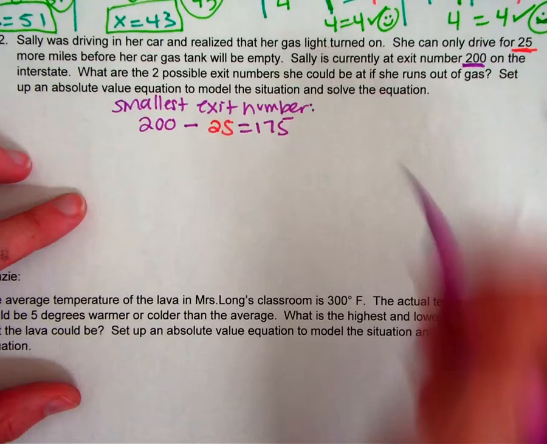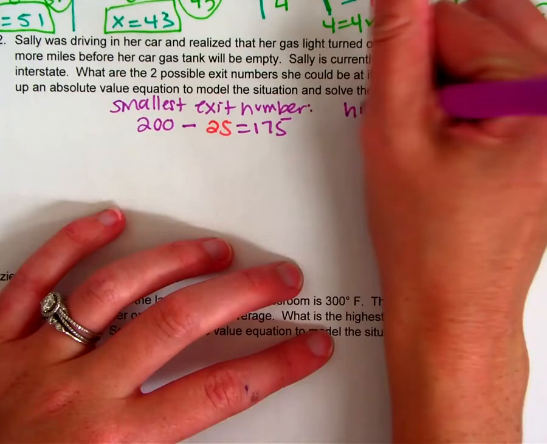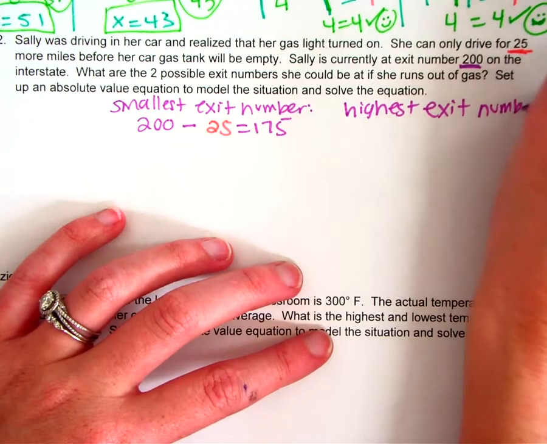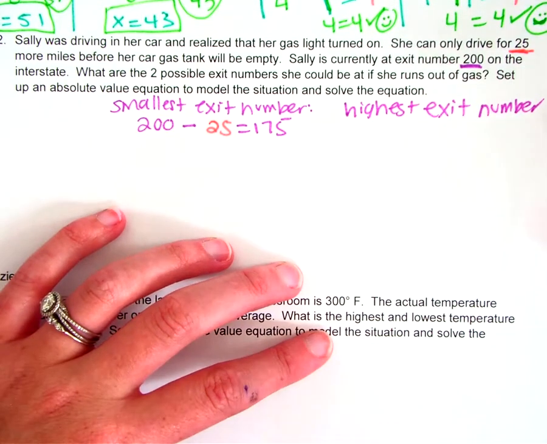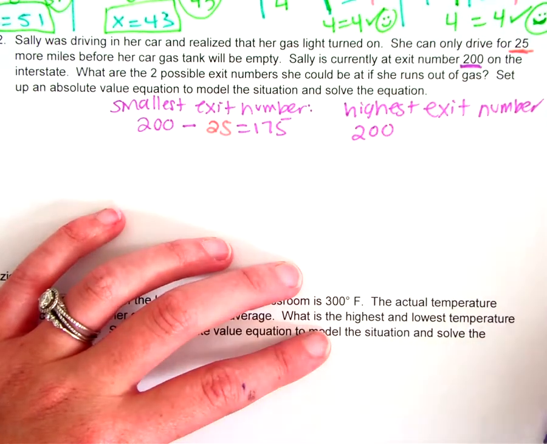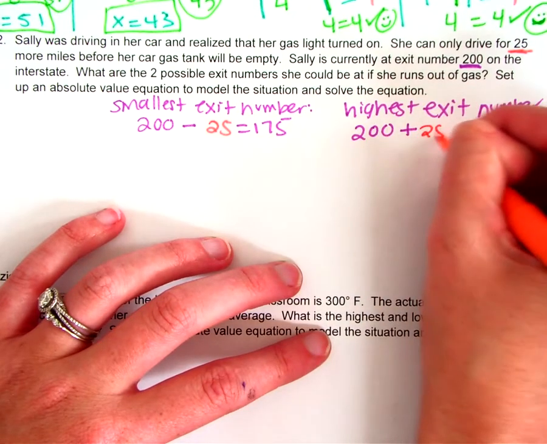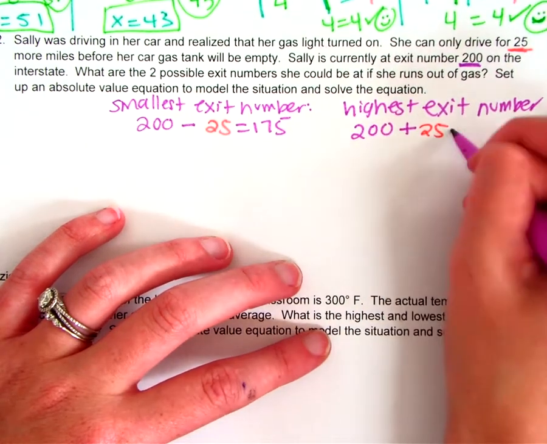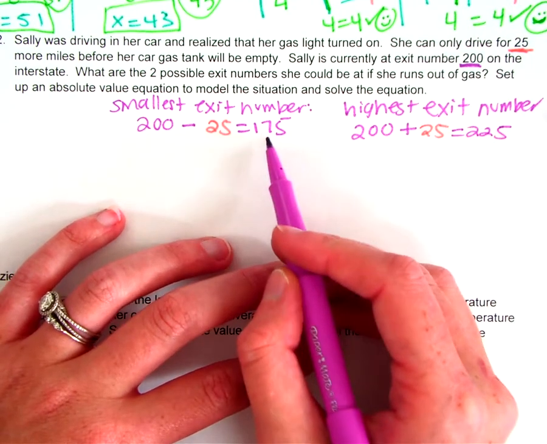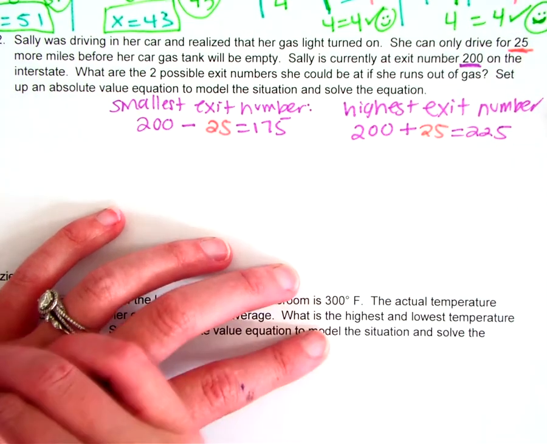The highest exit number that she could be at would be the other way. So we'd be counting upwards. So this time we're going to add the 25. So 200 plus 25, which equals 225. So Sally's either going to be at exit number 175 or 225.